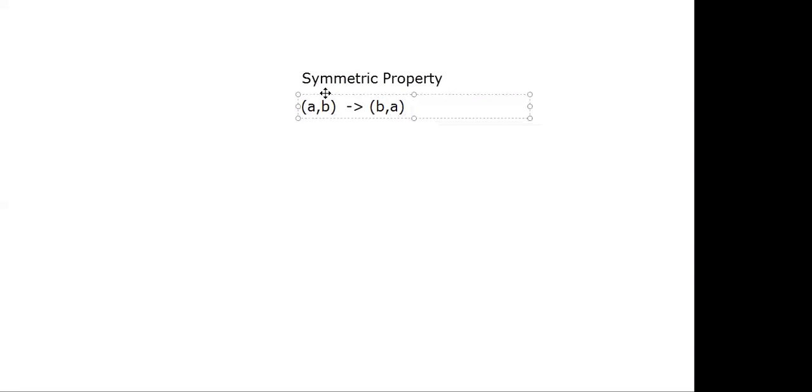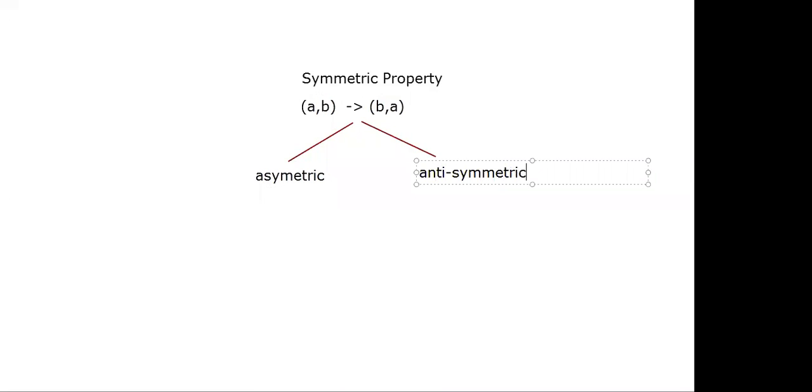So based on this symmetric property, today we have to study two types of symmetric properties. The first type is the asymmetric property, and another one is the anti-symmetric property. So let's first check out what is asymmetric and what is anti-symmetric.